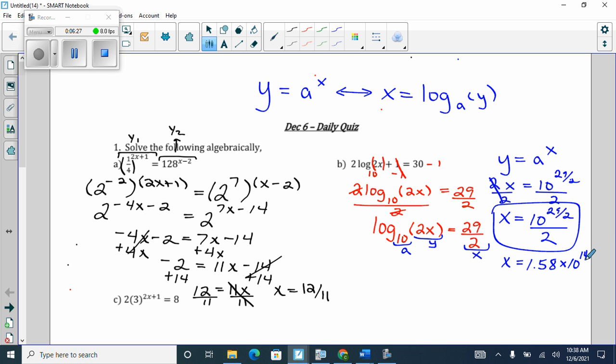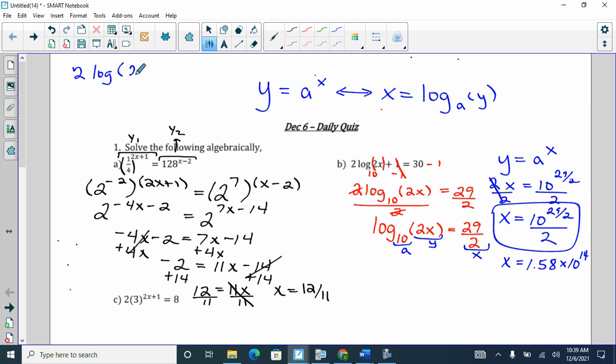Now, let's do it how you guys mostly all did it. I think you all did it with the 2x plus 1 beside the log. Did you all do it that way? So we're going to try it that way. So if it was written like this instead, 2 log 2x plus 1 equals 30, then that would be beside the log, yeah. Do you see how the difference is?